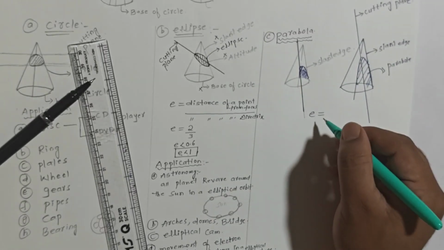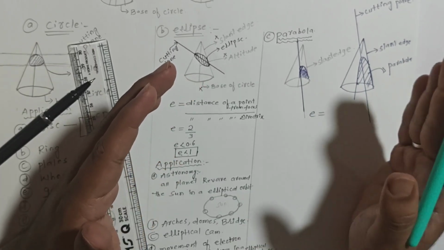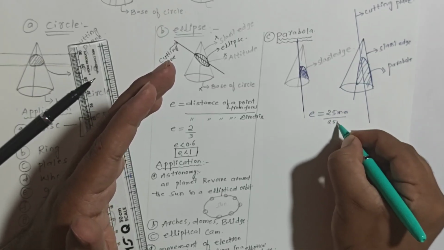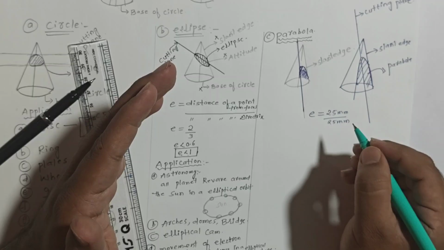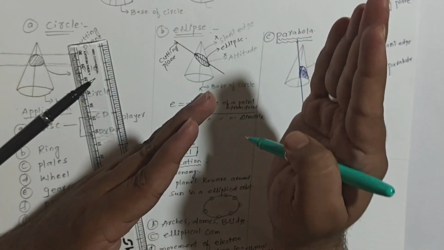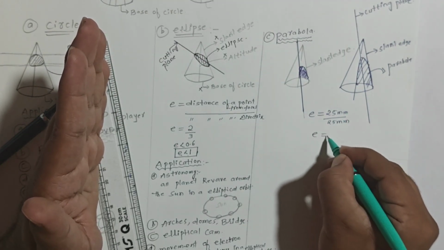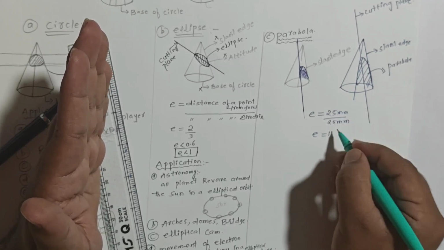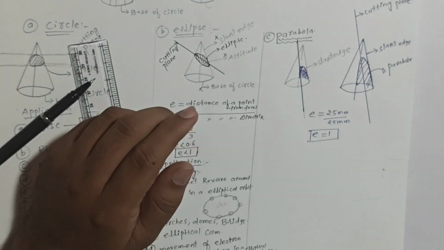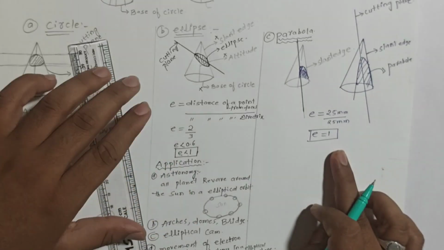Let us see. If the distance of a point from the focus is given here as 25 mm, and the distance of the point from the directrix is 25 mm, we can divide 25 mm by 25 mm. If we cancel both, then we will get the value 1, not mm, because the mm is already cancelled. Clear? The eccentricity of a parabola is always equal to 1.